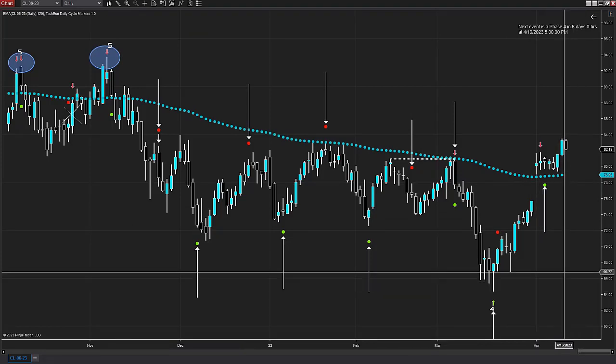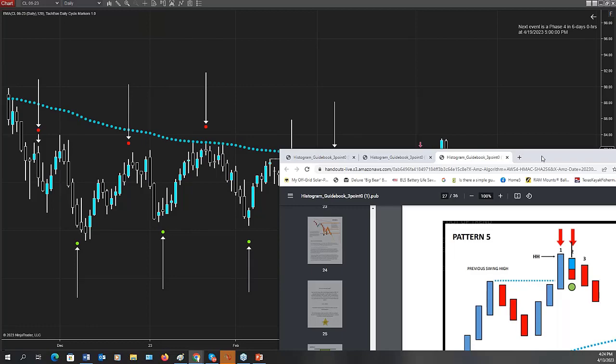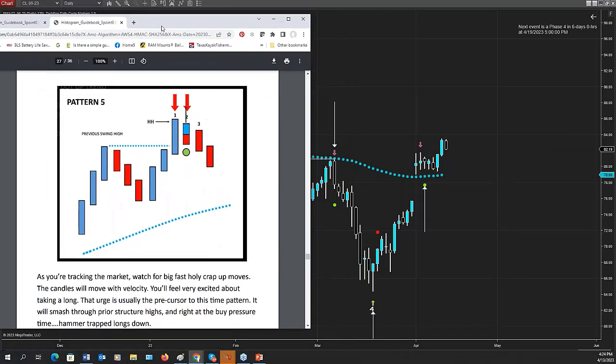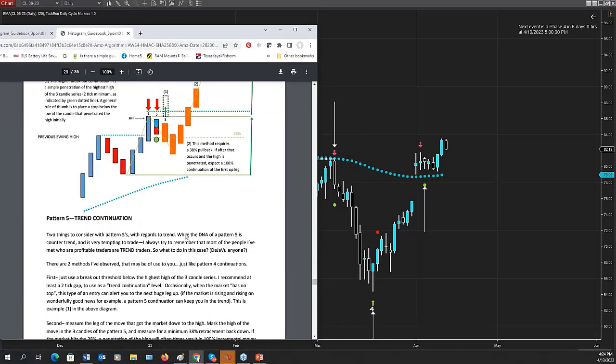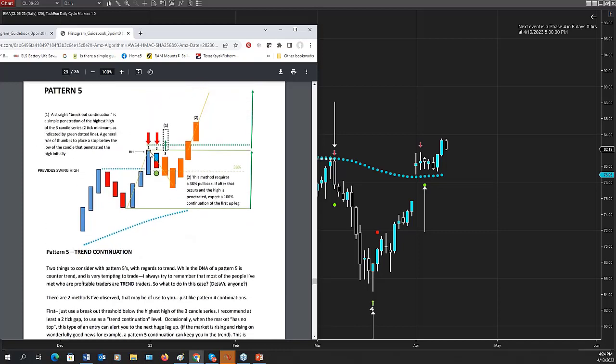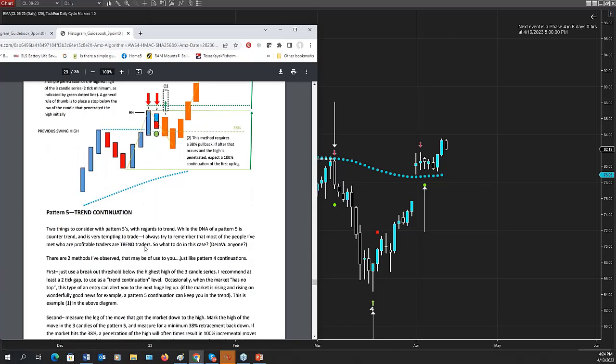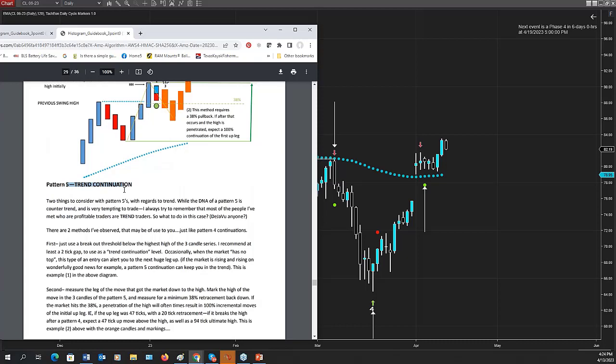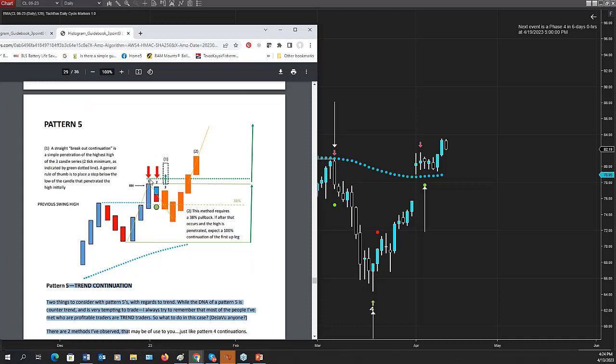Now, in the book, it even talks about how to trade these patterns. For example, when we have a pattern 5, this is from 6 years ago, Chris, sometimes we notice that the 5 will pull down a little bit and then work its way back towards the high. And in here, we have a way to trade that. Pattern 5 trend continuation. We put an entry 1 or 2 ticks above the high that generated these red arrows.